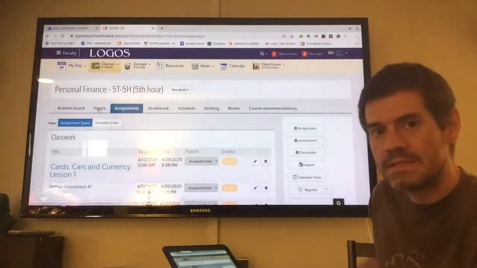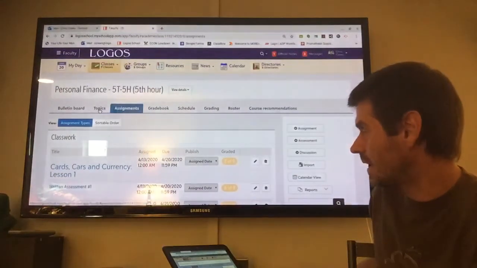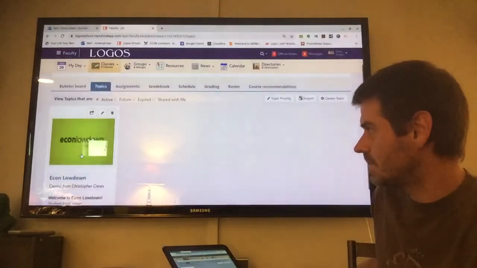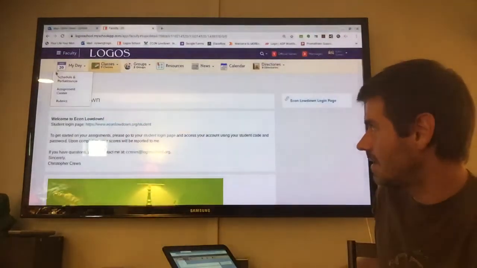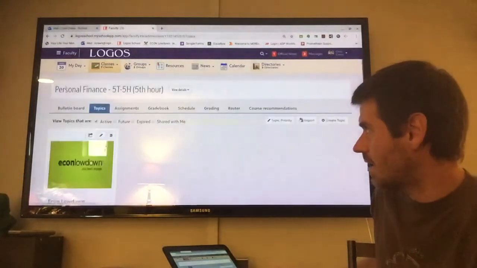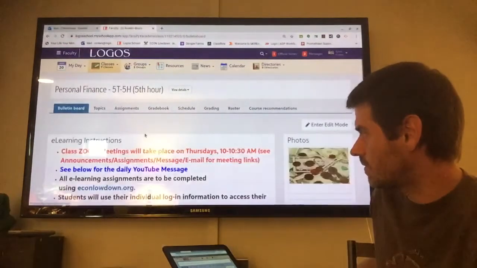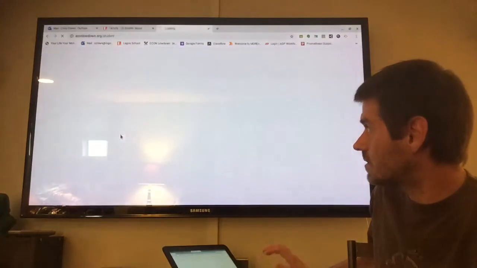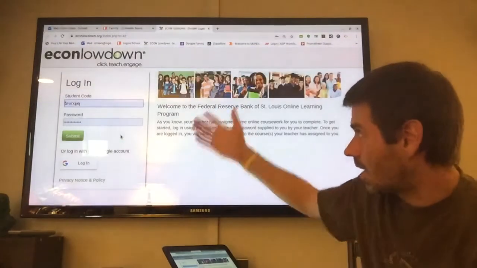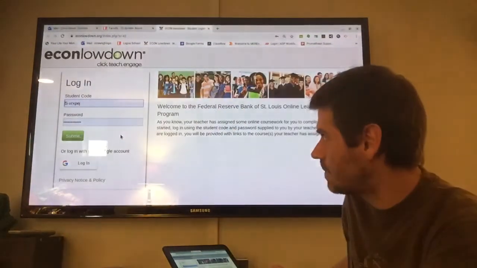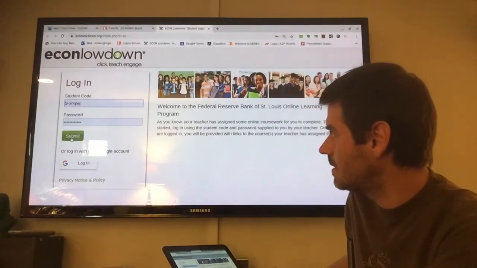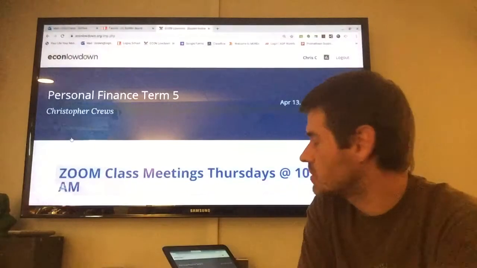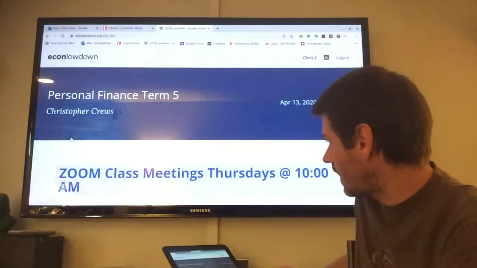But there's multiple places to get to the Econ Lowdown link. It's under the assignments, it's under topics. If you go into the topic, there it is right there. And I usually just go right straight to it from the bulletin board right here, econlowdown.org. So let's go ahead and open up our Econ Lowdown login page. I got my student code and password there. I'm logging in. And so there's the link for the Zoom class meetings.